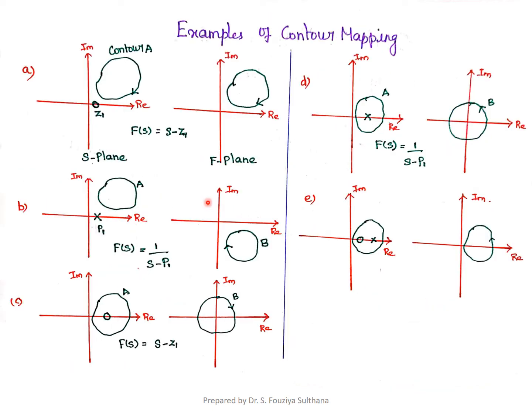These are some examples of contour mapping. When a zero or a pole is not encircled in the S-plane, the F-plane will not have encirclement about the origin. When a zero is encircled in the S-plane, the F-plane will have encirclement about the origin in the clockwise direction. When a pole is encircled in the S-plane, the F-plane will have encirclement about the origin in the anti-clockwise direction. When both the pole and zero are encircled in the S-plane, both rotations will get cancelled. So the F-plane will not have encirclement about the origin.